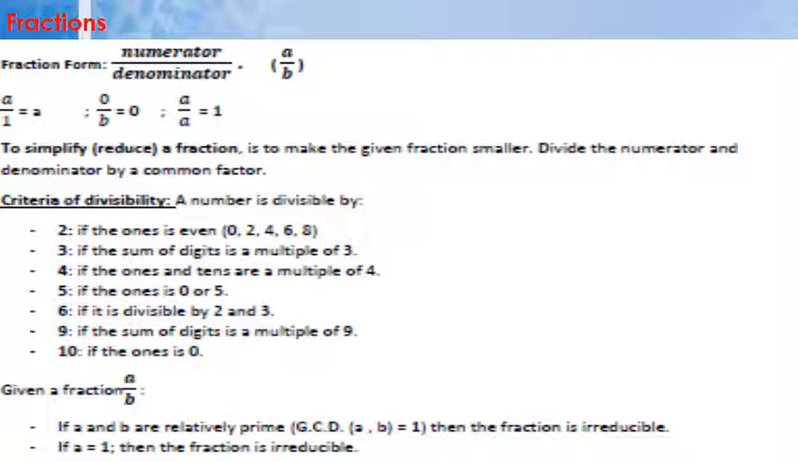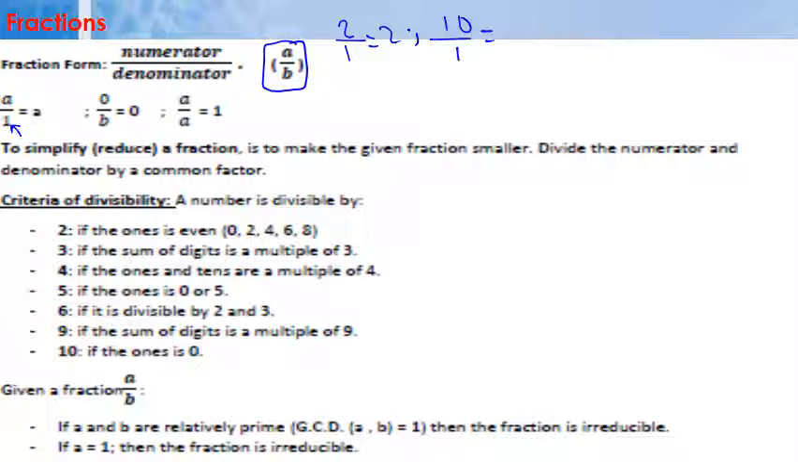Now our last lesson, which is about fractions. First, I should remind you of the fraction form. It is the numerator over the denominator, and we have a general form of the fraction, which is a over b. If we have a fraction in which the denominator is 1, a over 1 is always equal to a. Suppose we have 2 over 1, it's equal to 2.